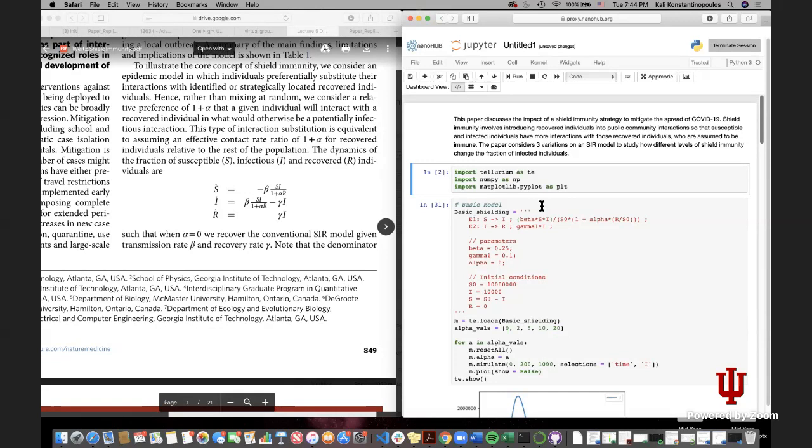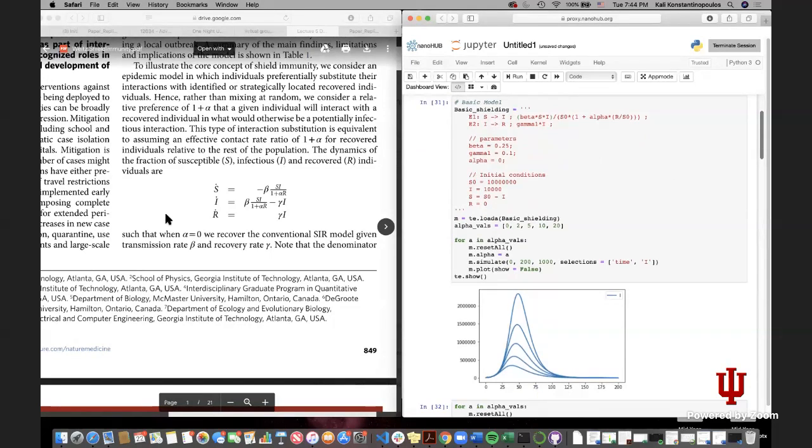So this paper considers 3 variations on the SIR model to show how different levels of shield immunity change the fraction of infected individuals. So here's the basic model. It's an SIR model, except they introduced this new variable called alpha, which is what they call the contact ratio, which is the ratio of the number of contacts that a shield recovered person would have compared to a susceptible or an infected person. So alpha of 10 means that for every 10 interactions that an immune shielder would have, a susceptible or infected individual would only have 1.